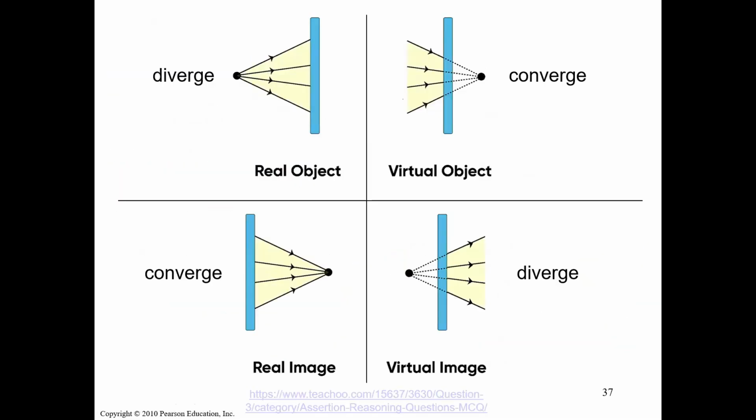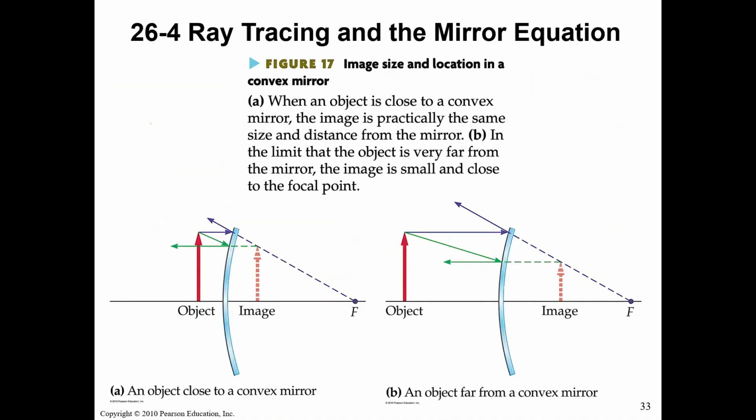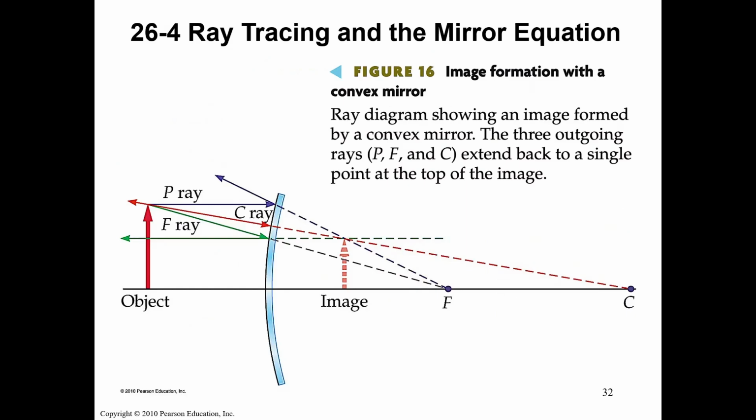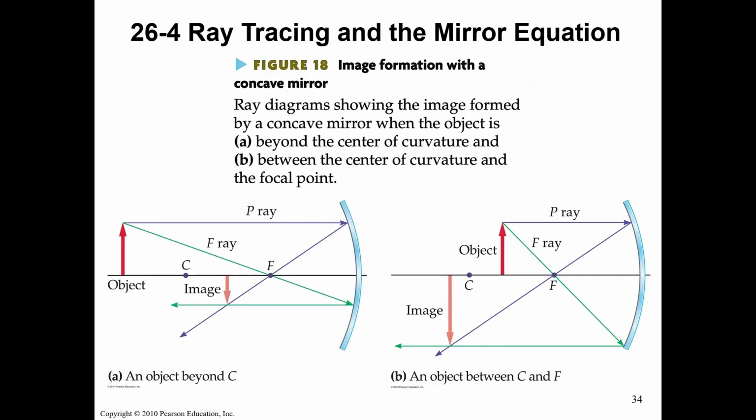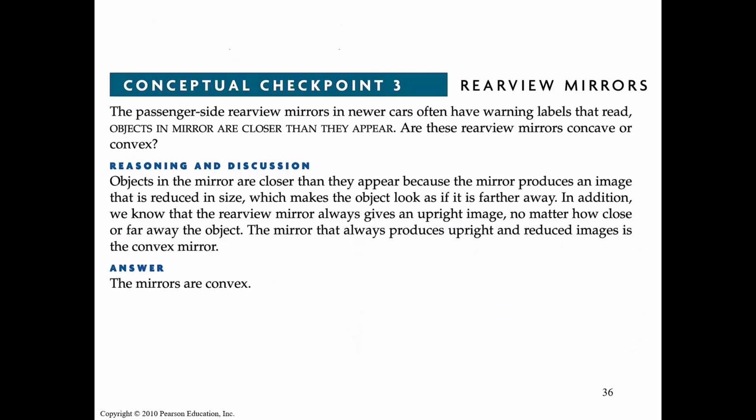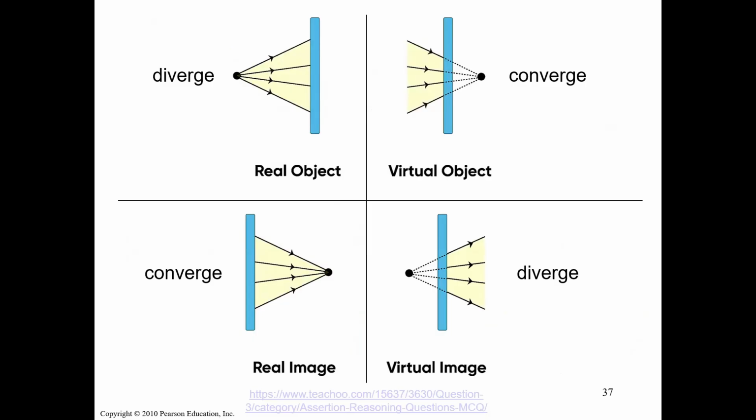Okay. Now there are so many cases in ray tracing, right? There is plane mirror, there is convex mirror, there is concave mirror. For a concave mirror, you can put the object beyond C, between C and F, or within F. And it is important to make some general statements.